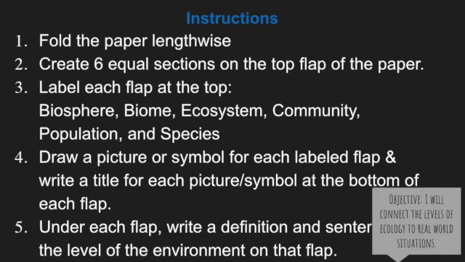Here are your instructions. You're going to fold that paper lengthwise to create 6 equal sections on the top flap of the paper. Each flap is going to be labeled: biosphere, biome, ecosystem, community, population, and species. You're going to draw a picture or a symbol for each labeled flap on the outside, and then write a title with each picture or symbol. On the inside, on the underside of the flap, you're going to write a definition and a sentence to explain that level.